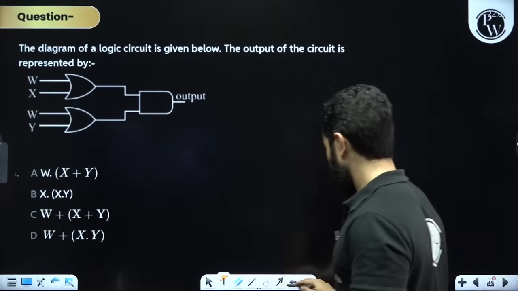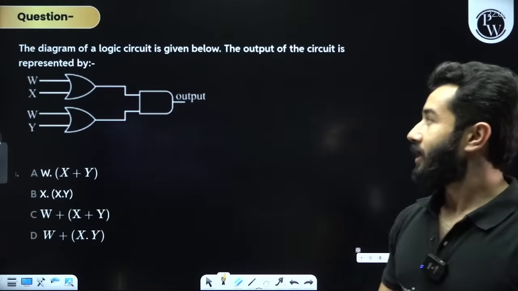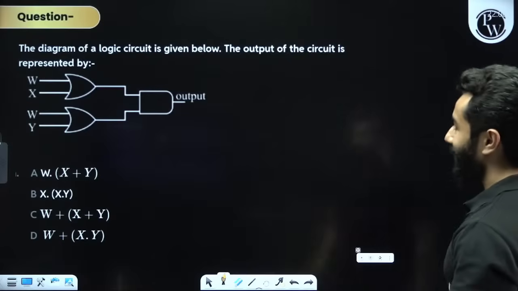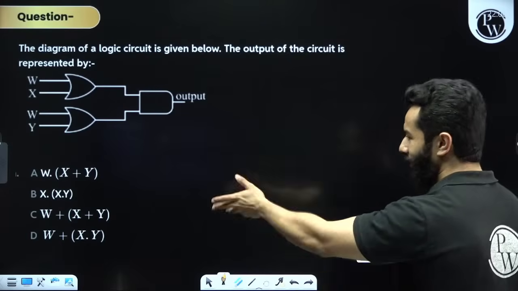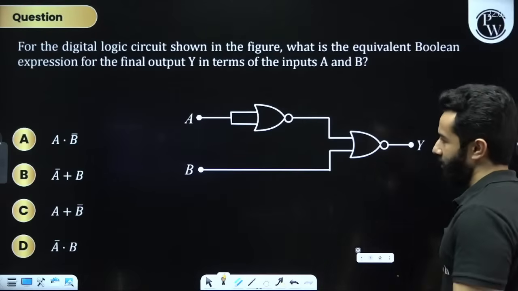Logic gates. I'll also explain logic gates to you. The diagram of the logic gate is given below. Okay, let's solve it after some time. Let's start with some easier questions of logic.